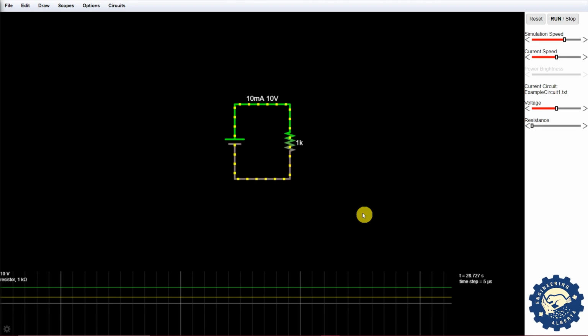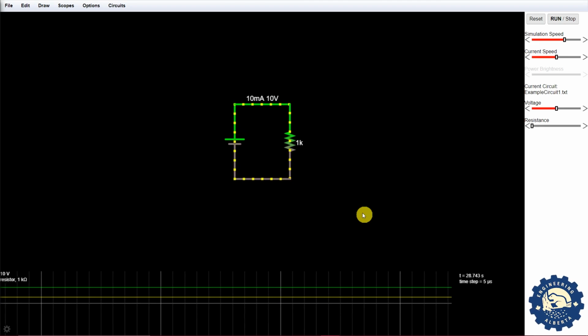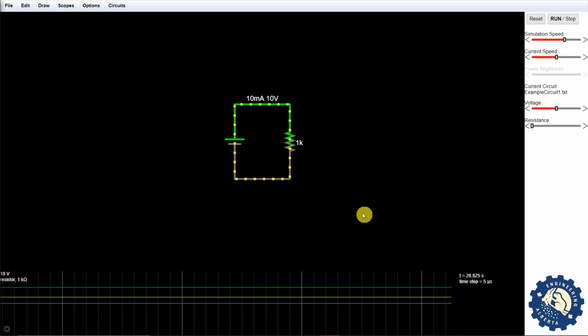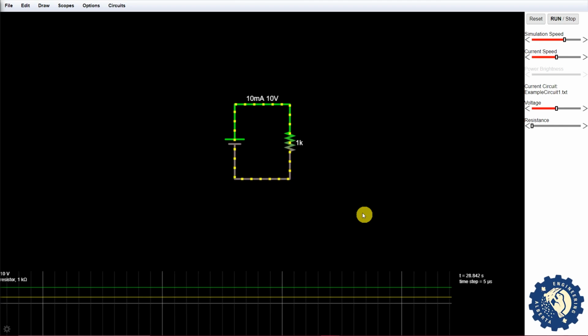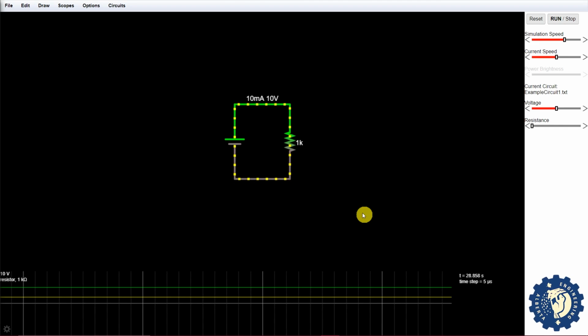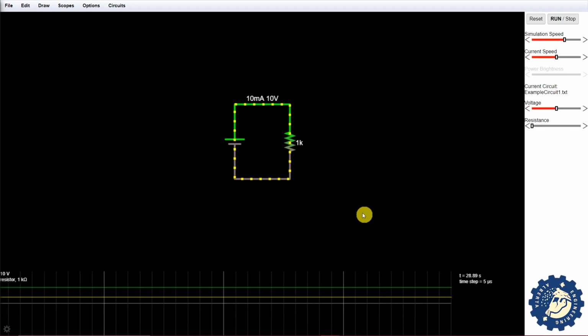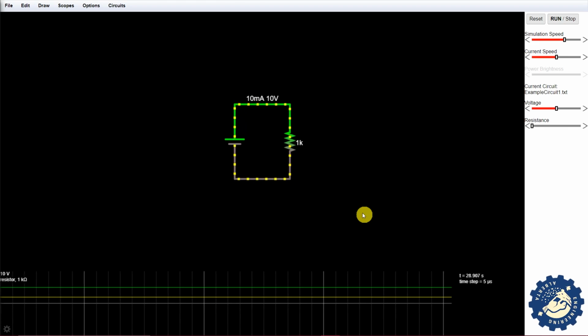If you're not familiar with Circuit.js, I recommend you click off this video and watch the tutorial video on Circuit.js. It will help you get familiar with the tool and get you up to speed. Alright, if you're still on this video, then I assume you're familiar with Circuit.js already.